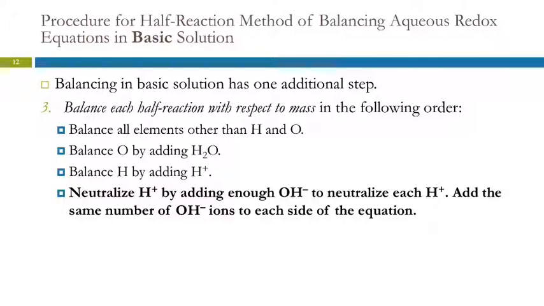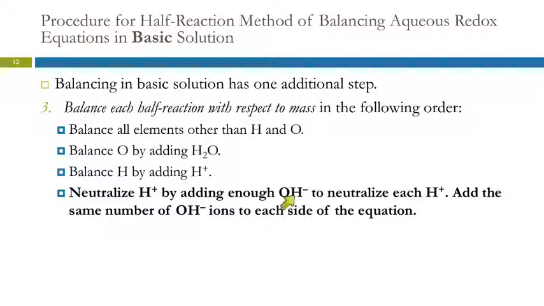Okay, so that was in acidic solution. What if it's a basic solution? We're going to do the same thing, except when we get to the very end. Now the book shows this in step 3. We're going to neutralize the hydrogen ions. I realized yesterday while I was lecturing that it's actually easier to wait until you've got the whole thing done and then fix that part. So we can do this part at the very end, right before we verify.